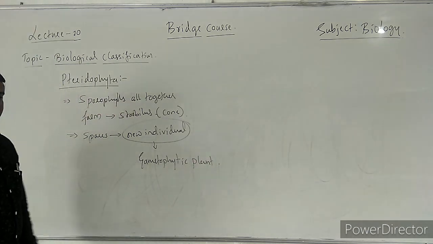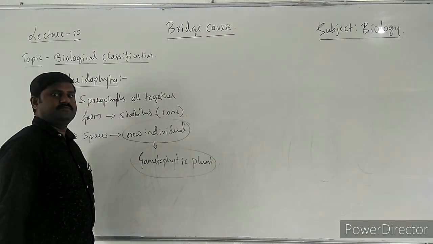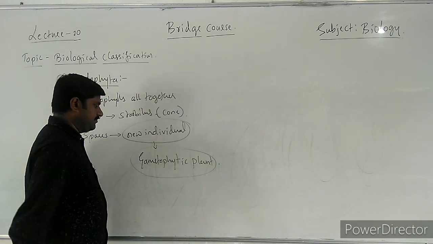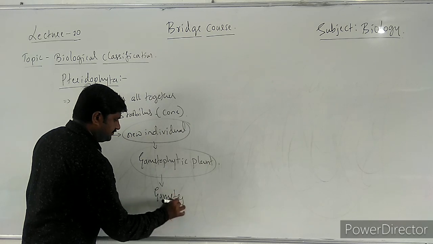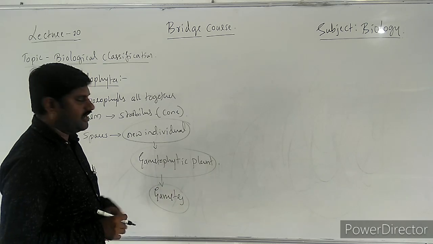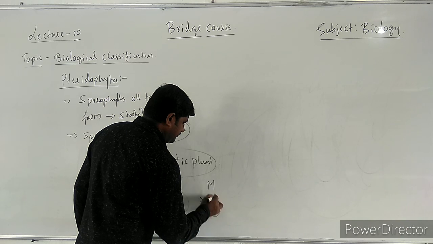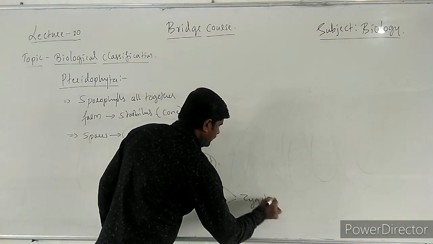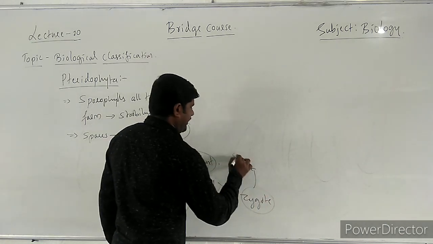That will be the gametophytic plant, and this gametophytic plant is small, photosynthetic, microscopic in nature. This gametophytic plant produces gametes, that is, male as well as female gametes are produced by this plant, and these male and female gametes both fuse together to form a zygote, and this zygote grows once again into a sporophyte.